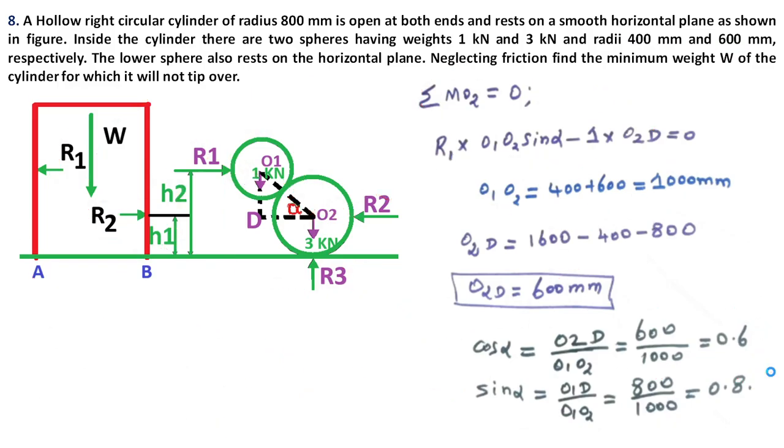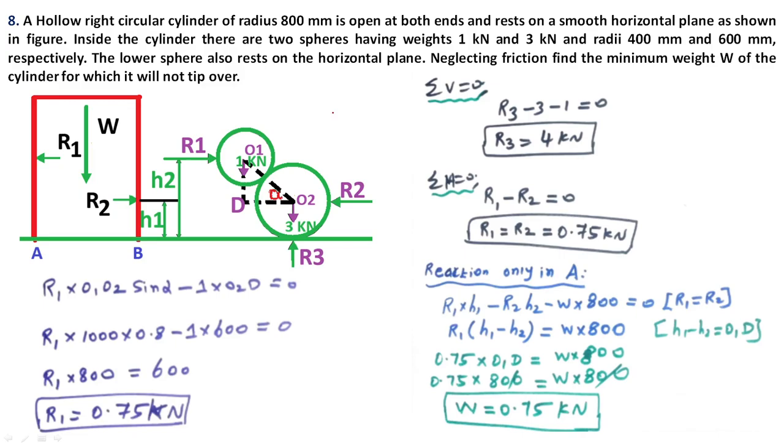So here, R1 into O1 O2 sin alpha minus 1 into O2D is equal to 0. O1 O2 is 1000, sin alpha is 0.8, and O2D is 600. So R1 into 1000 into 0.8, which is 800, is equal to 600. So R1 is equal to 0.75 kilonewton. R1 is 0.75 kilonewton.